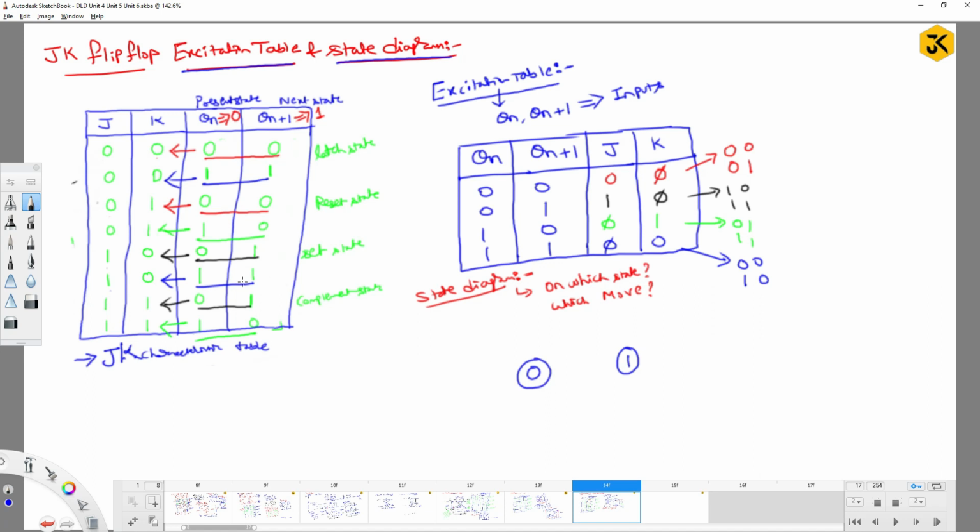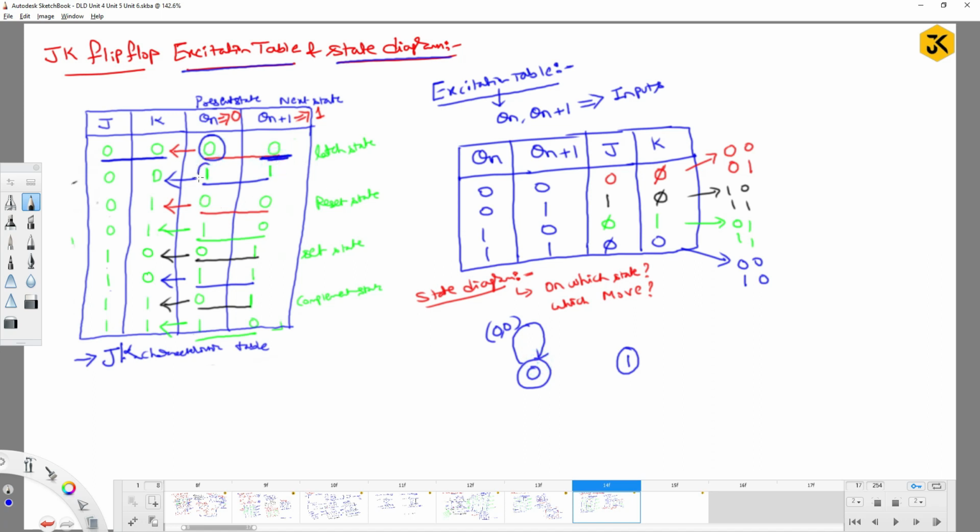Right? Now observe, if I am present at state 0 and I get the inputs 0 0, which state will I move to? I will move to 0 only, right? Meaning if I got the inputs 0 0, I will move to the same state only, that is 0 only. Okay.